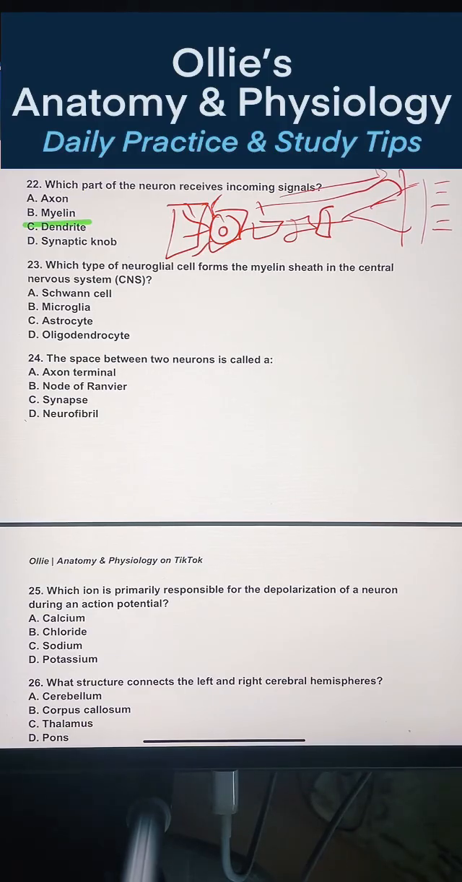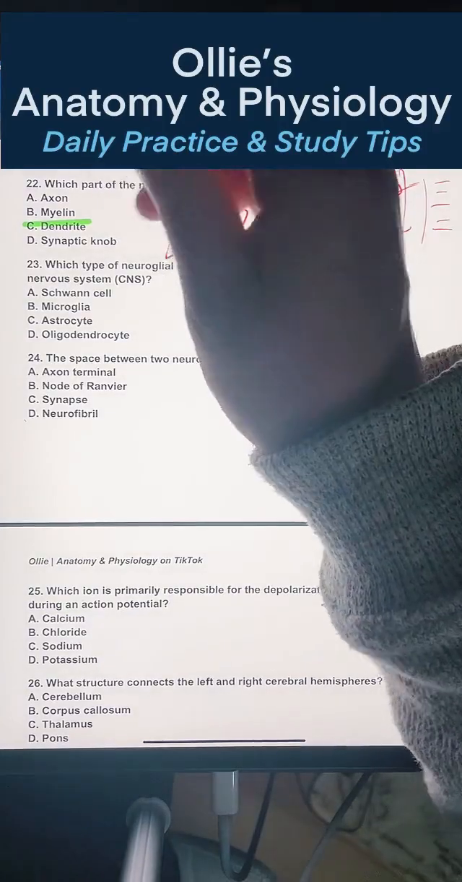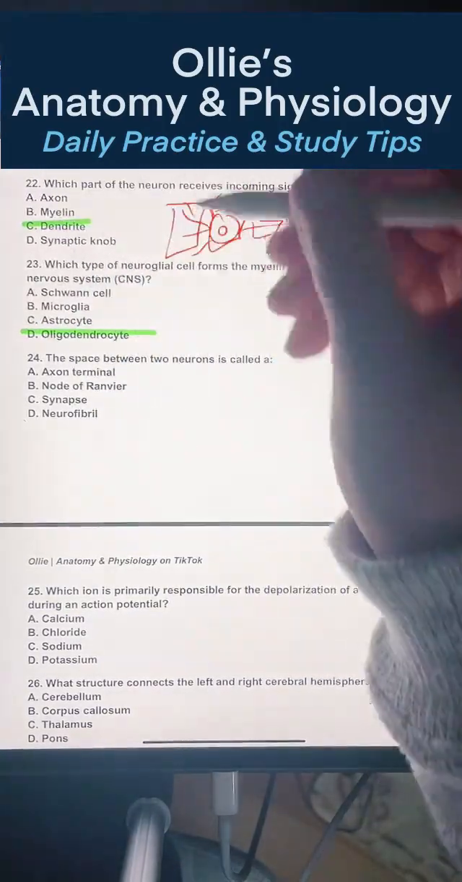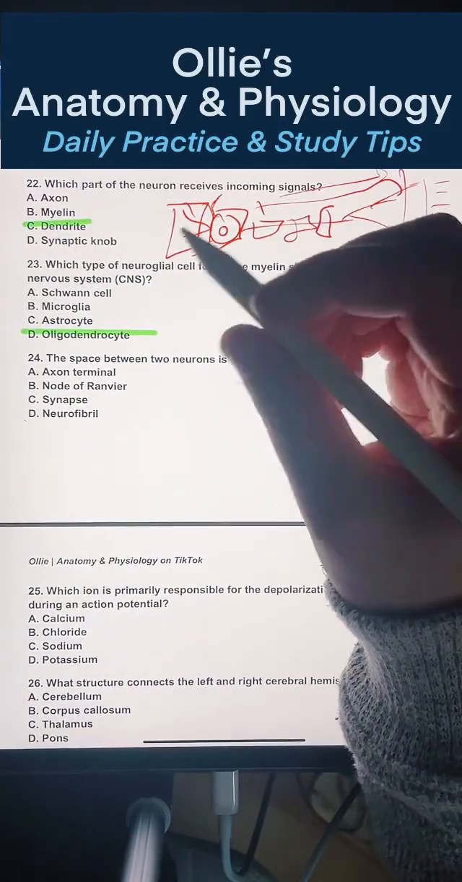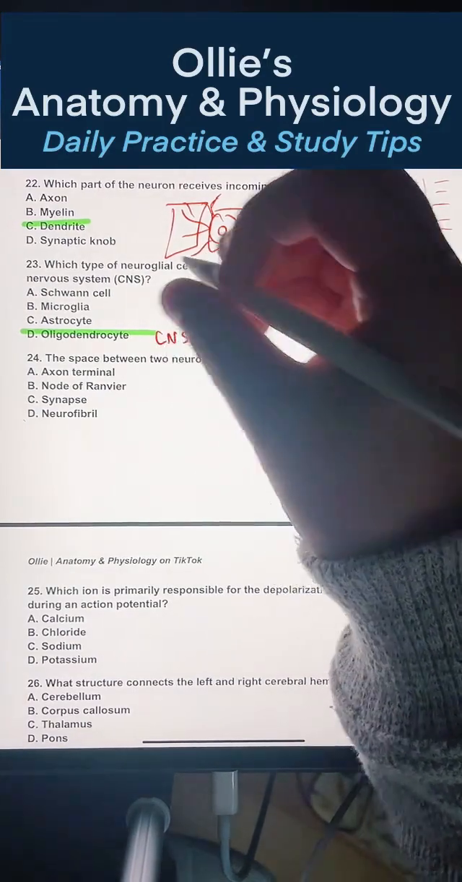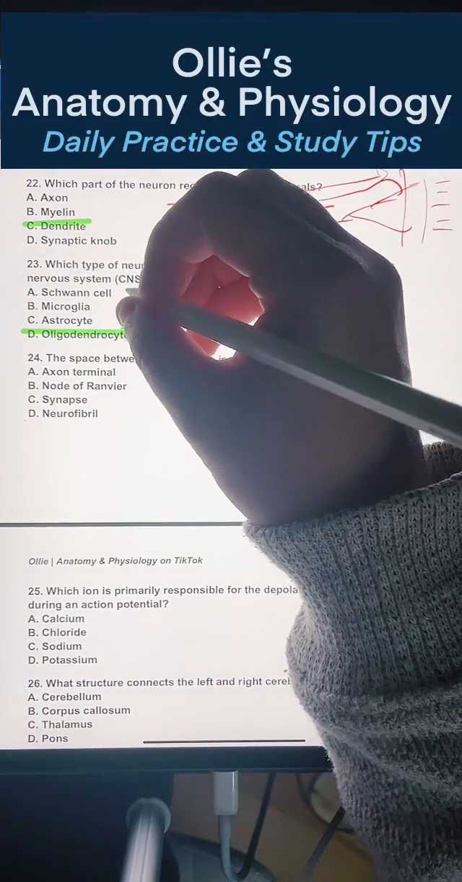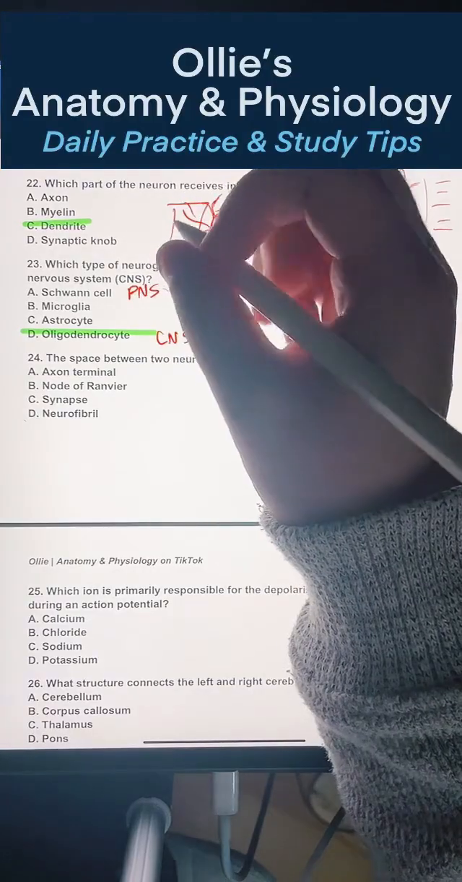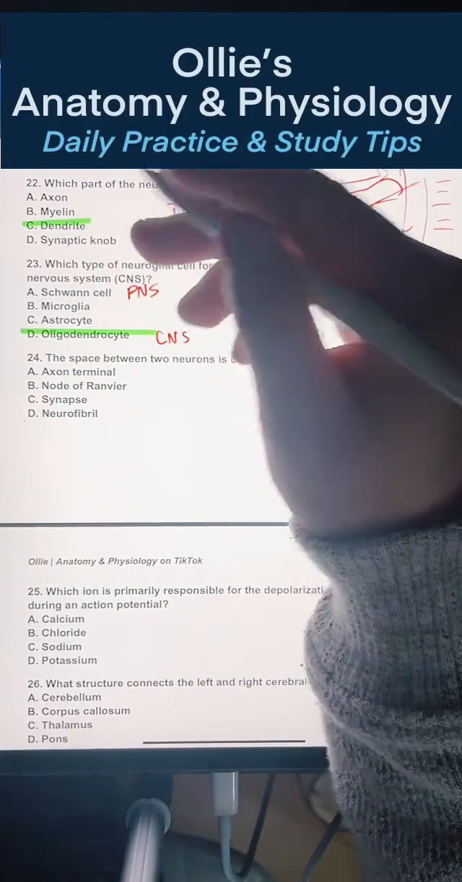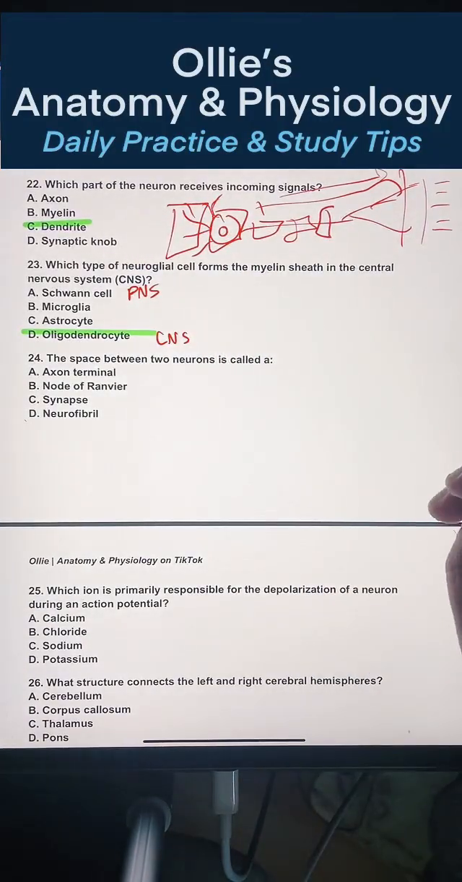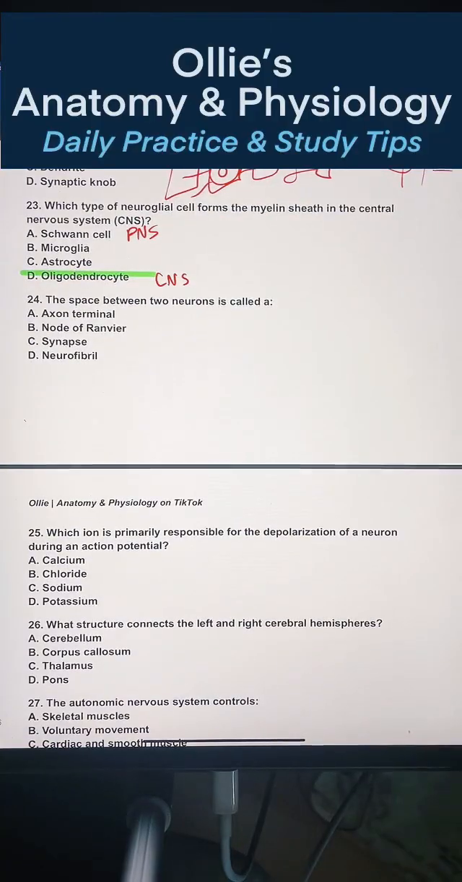Number 23, the answer is D. It is an oligodendrocyte. These are the cells that form the myelin sheath in the central nervous system. The Schwann cell is what's going to form it in the peripheral nervous system. Astrocytes are going to support, and microglia are the immune cells of the nervous system. Number 24, the space between two neurons is called what? What do we call the space between two neurons?